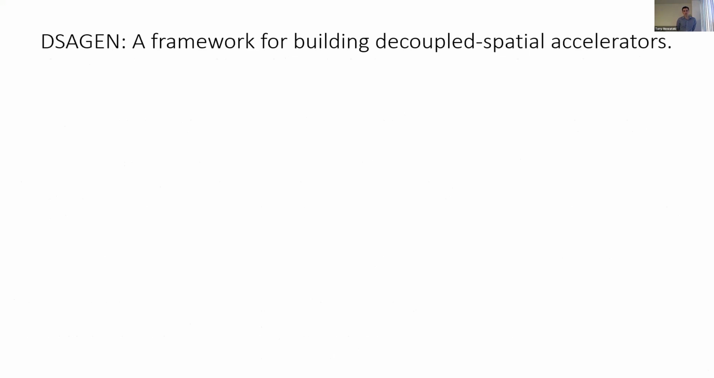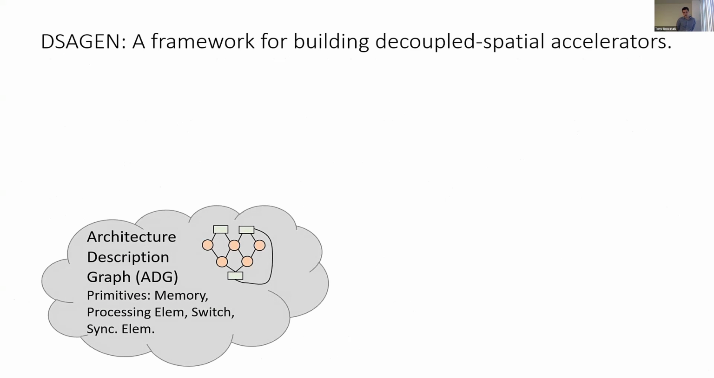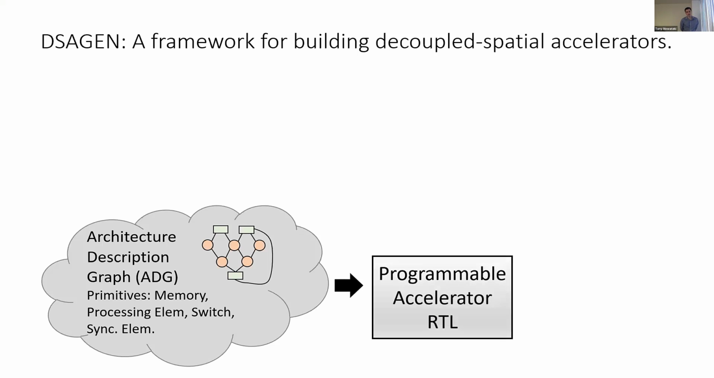It's called DSAGEN, and at the heart of it is a representation of hardware called the architecture description graph, or the ADG. And the ADG is a graph of very simple components that can be parameterized and combined in relatively arbitrary ways. So the components would be things like memory, processing elements, switches, and so on. And these are specified at a low enough level of detail that you could generate the hardware from this representation. But these primitives are not so low level that you would need to program each one explicitly. So the compiler can actually understand what's going on.